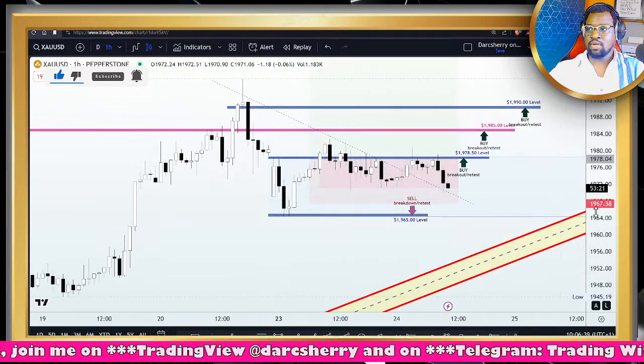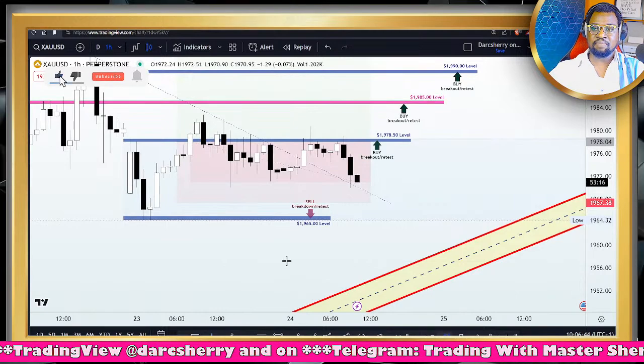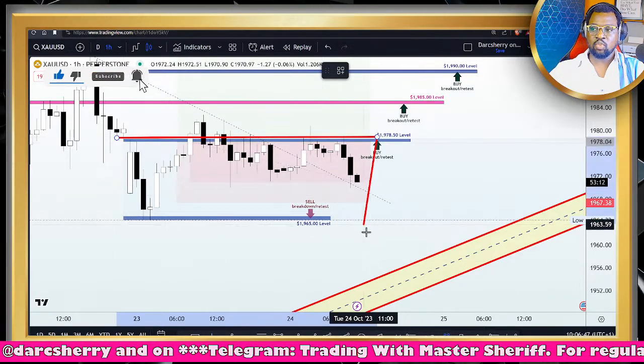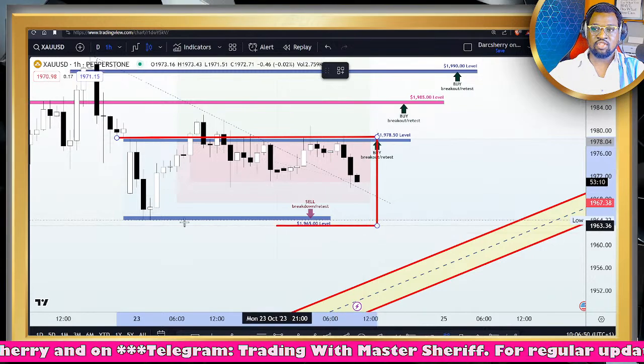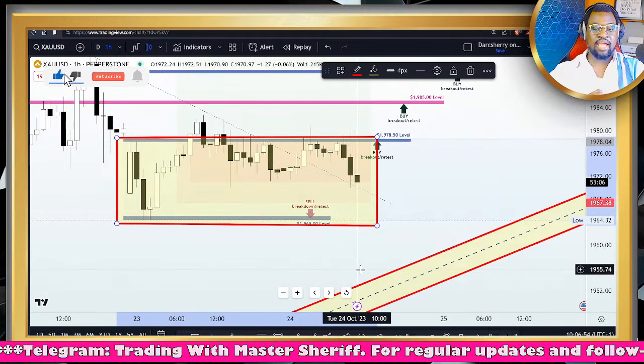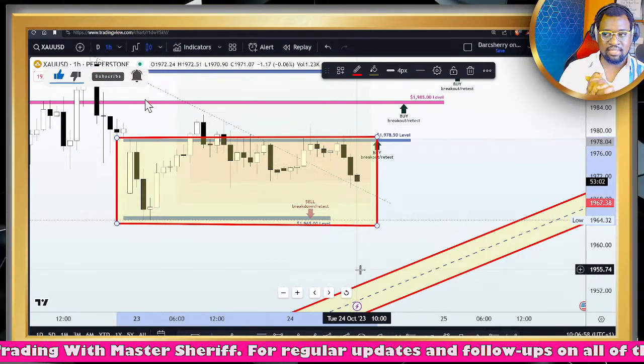Now, if you look at what has been going on here since the beginning of the week, it's quite clear that price action is still trapped within this range between the $1,978.50 level and the $1,965 area, to emphasize the level of indecision at this point in time.